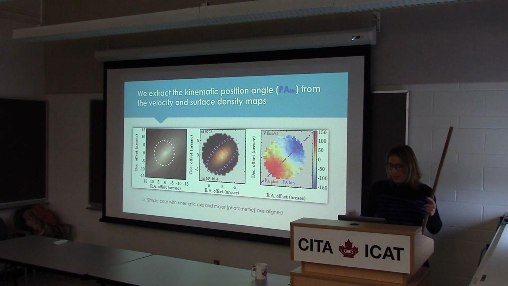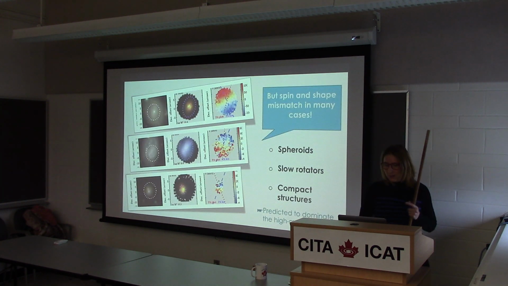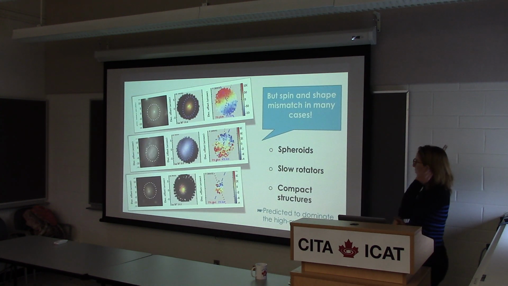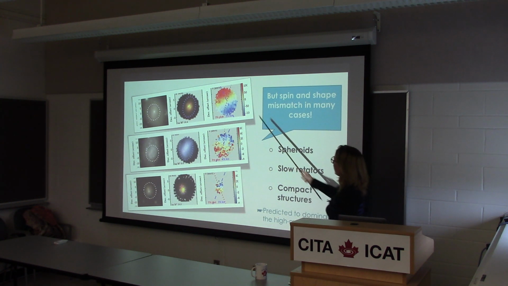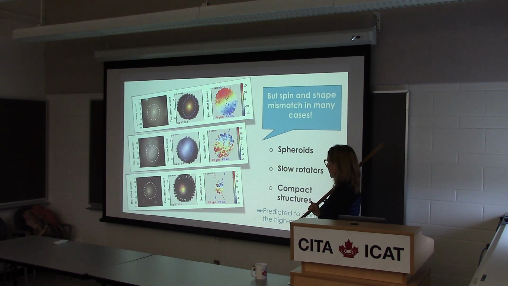So this is the ideal case, but what can be seen is that if you focus on more specific populations, you can actually have a lot of mismatch between spin and shape. And I'm not saying there's no correlation. There is actually a lot of correlation. But you still have a degree of mismatch that can be quite wide, and that really impacts your samples.